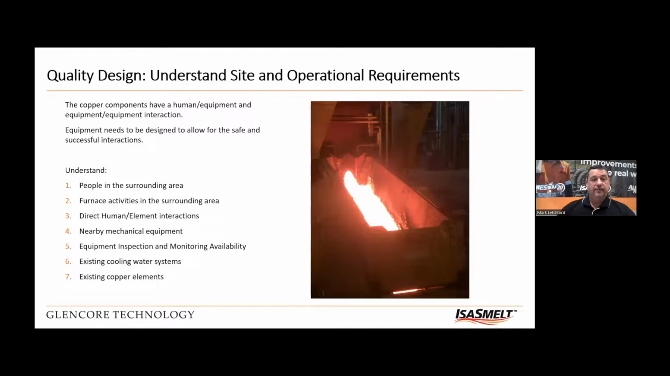So the first step is to understand the site and operational requirements. So this needs to work in an existing plant. It will have existing practices and existing procedures and existing systems. And so we want to understand those and see if anything needs to change to work with the new technology. But we also need to look at the new element and see how it interfaces with those systems, with other equipment around it, and with the people who are working around it. So that is something that needs to be understood to set up the project parameters.